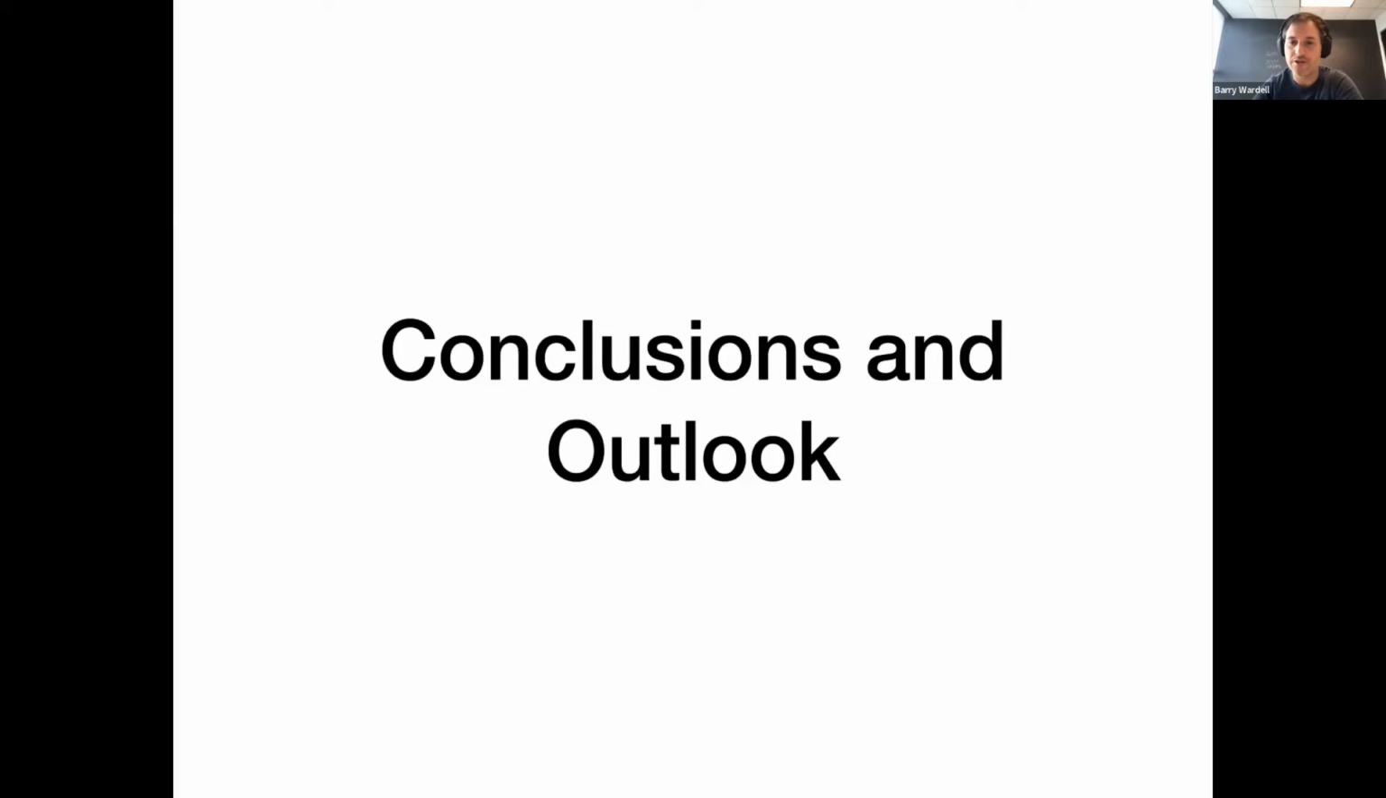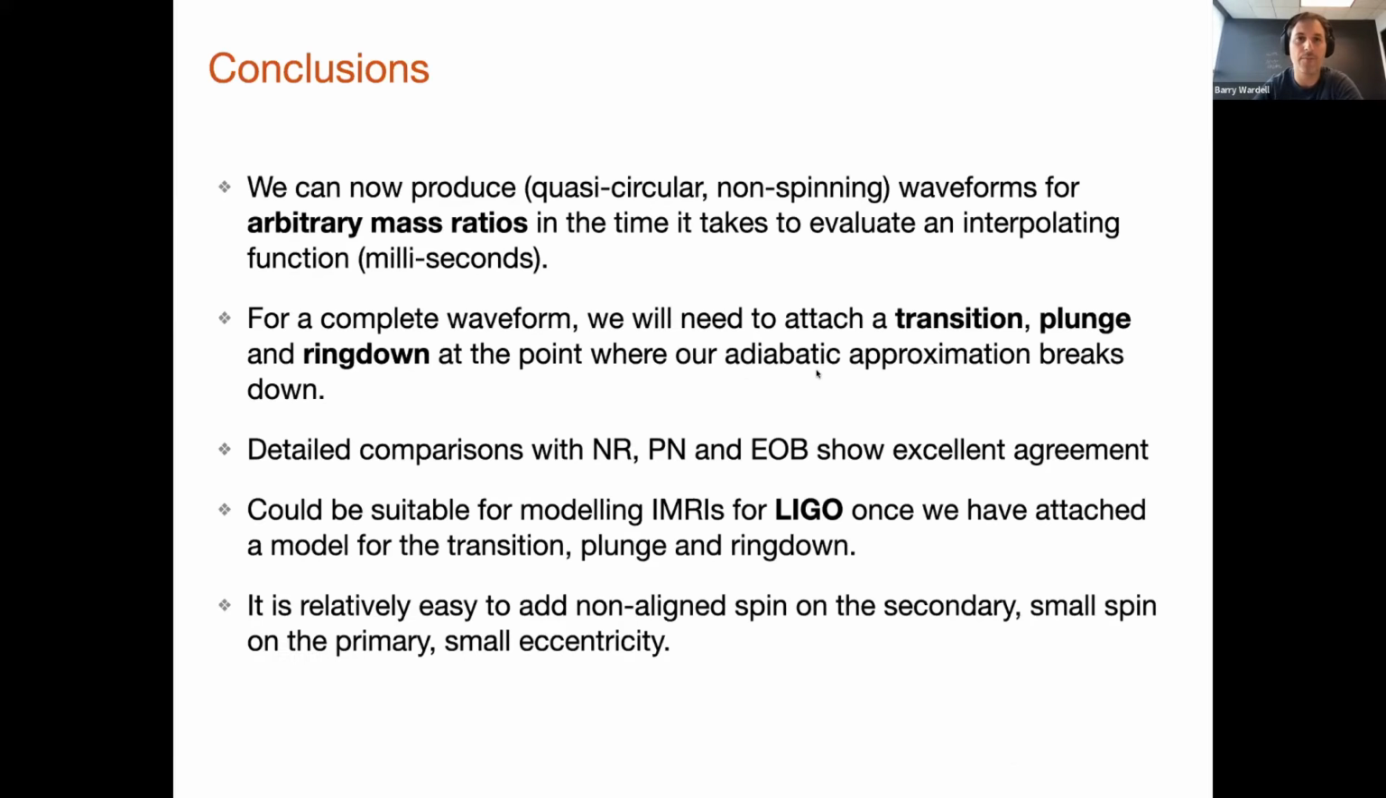Okay, so I think I'm pretty much at the 15-minute mark there. So let me just wrap up with some conclusions. We can produce waveforms in the quasi-circular case, non-spinning, but also starting to add spin for arbitrary mass ratios. And they're very fast to produce. We can do these things in milliseconds.